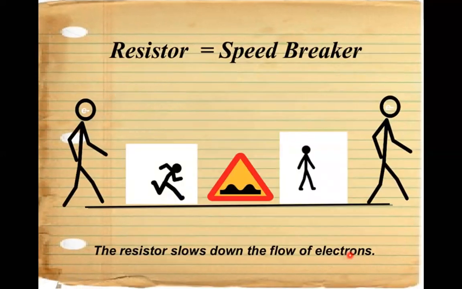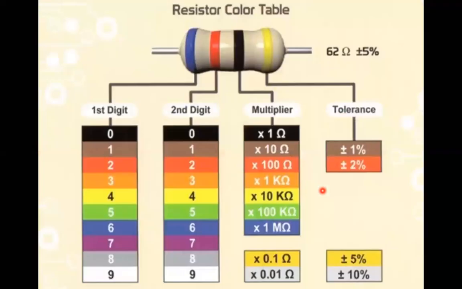Because it is blocking the flow of current in the circuit, it can be called a speed breaker. So we can minimize the speed. This is how the speed was earlier, and it is acting as a speed breaker, so the speed of that particular flow of current is minimized. So a resistor slows down the flow of electrons. This is how it looks physically.